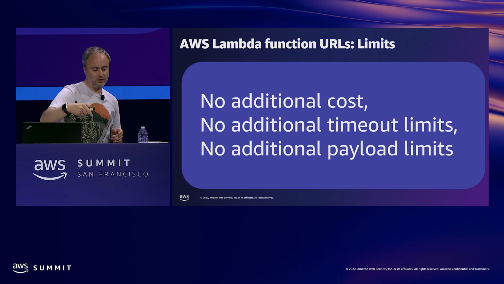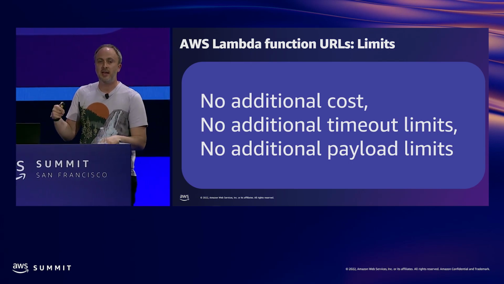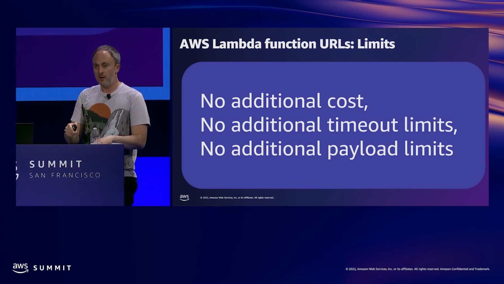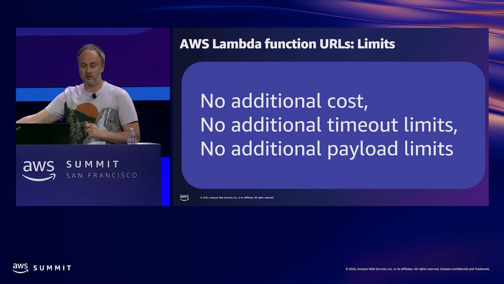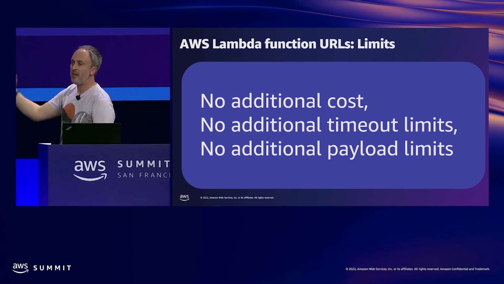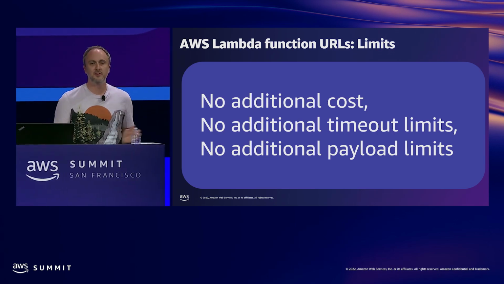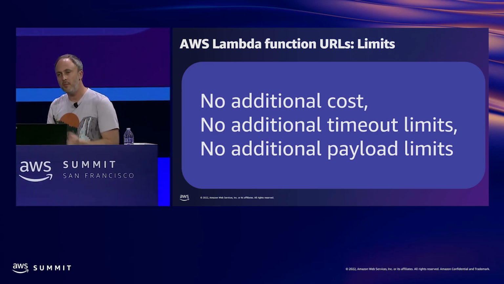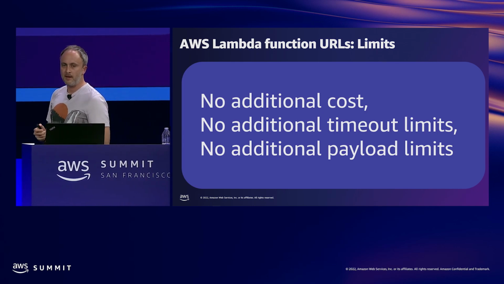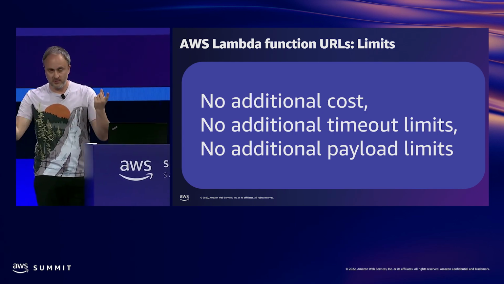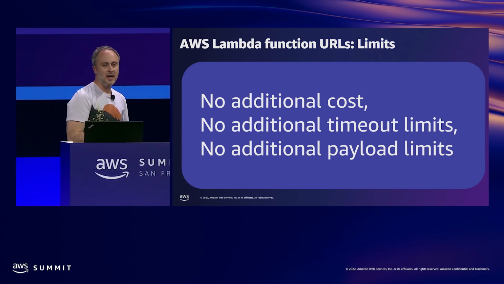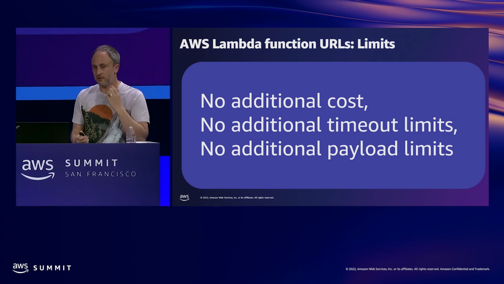There's no additional cost for invoking Lambda using a function URL. It's free access to your business logic. You still pay for the amount of time that your function runs, just like normal, down to the single-digit millisecond, but you don't pay to access your function. There's no additional timeout limits. It's the 15 minutes that Lambda offers, and there's no additional payload limits.